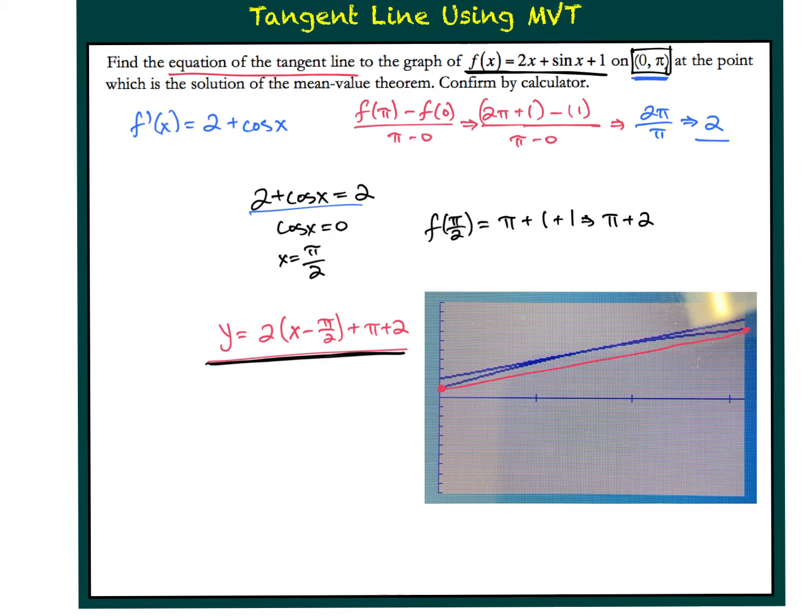If I were to make a line, do you see how they run parallel to each other? Yes. All right? That's what the mean value theorem does. The slope of the secant line, that red line in this one, is equal to the slope of the tangent line. They will run parallel.